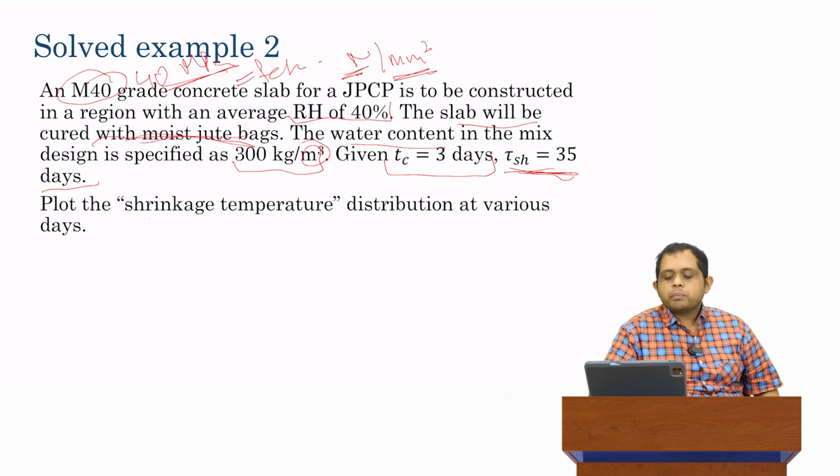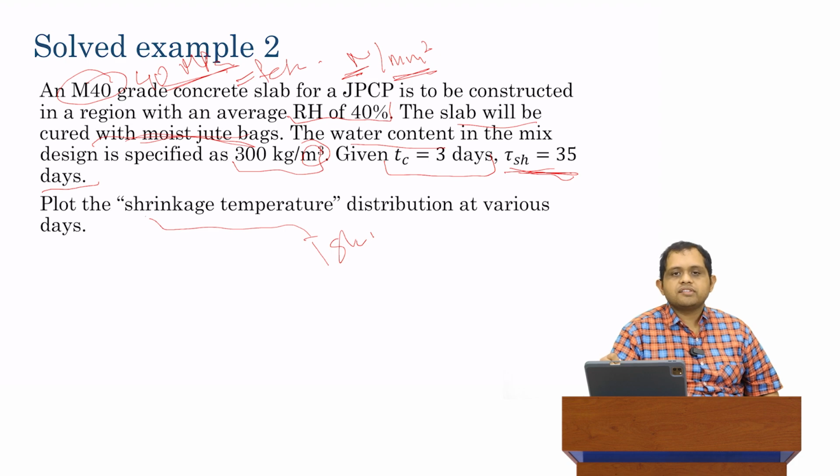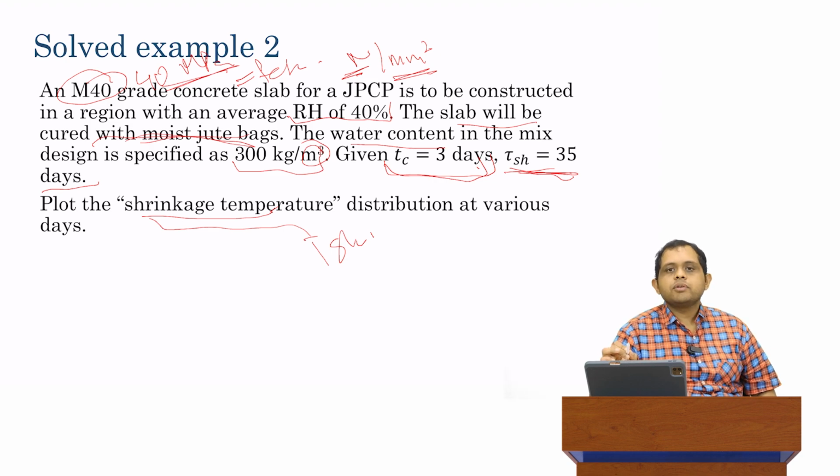The question is, plot the shrinkage temperature distribution. That is, what is the equivalent temperature distribution that's causing that maximum strain? Plot the shrinkage distribution TSH as a function of time over various days. I should keep in mind this shrinkage is only going to begin after TC, because from 0 to TC, we basically are covering the surface with water, so we don't have a moisture gradient. So we don't start the shrinkage over there. The shrinkage starts only after 3 days, and so we will be starting this plot only from T is equal to 3 days.